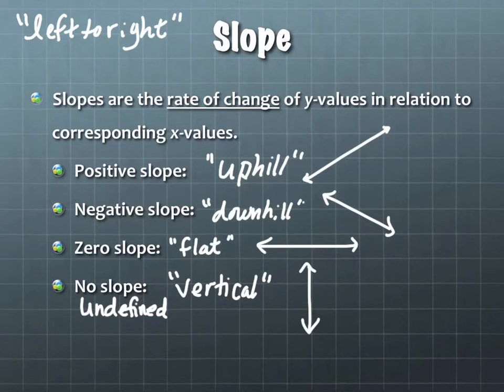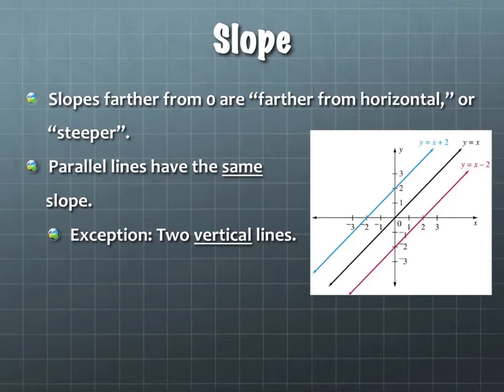All right, a little bit more about slopes. Slopes farther from zero are farther from horizontal, or steeper. So if you have a slope that's like 50 compared to a slope that's 5, it means it's steeper. It's a bigger number, farther away from zero. But the same is true if it were negative 50. It just would mean it's steeper, but it's going downhill instead of going uphill.